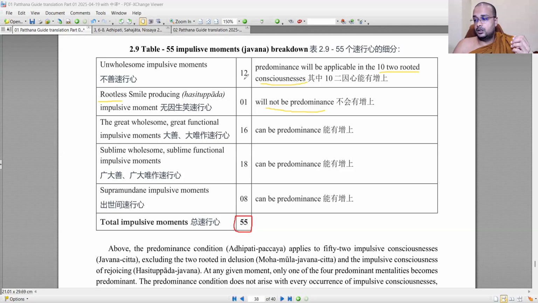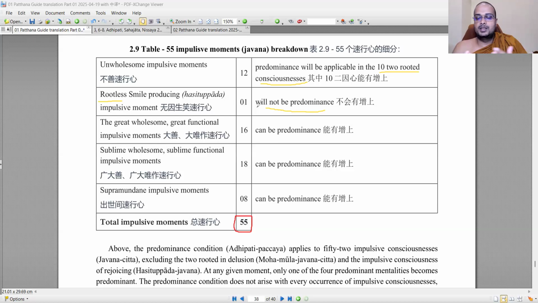And also the effort predominance, the Virya-Adhipati. Because all three Dhammas are applicable wherever the Lobha Chitta, the greed rooted consciousness, arises. But the predominance will be only for one thing, only for one factor. Which means that all three cannot be predominance.